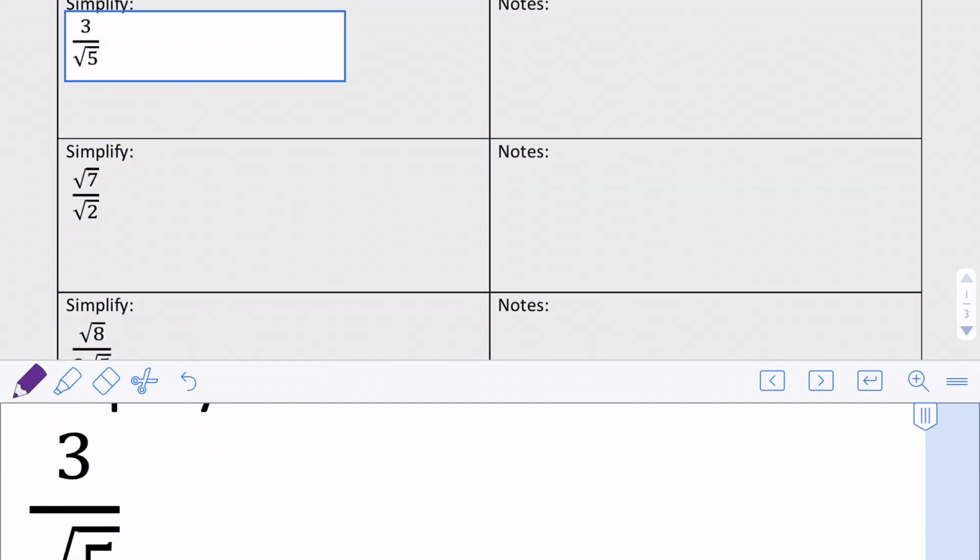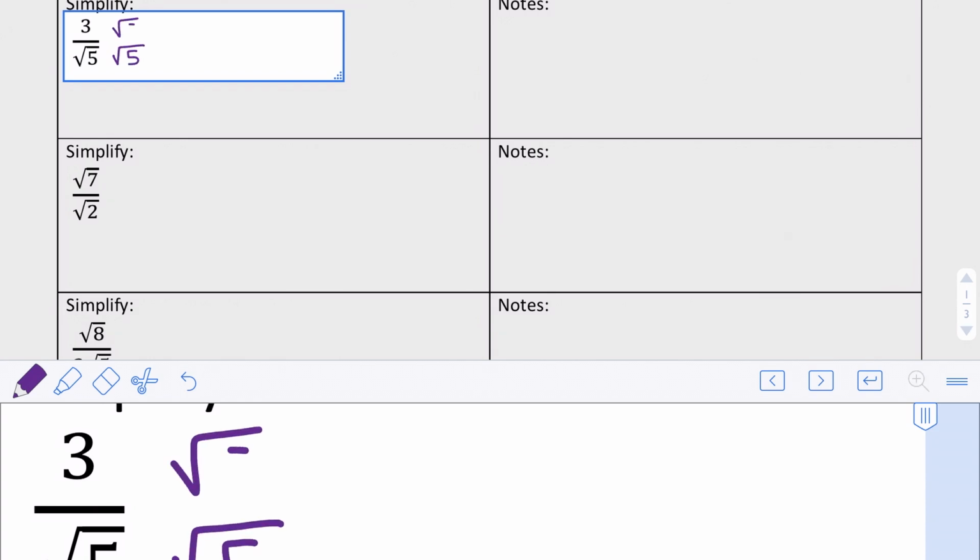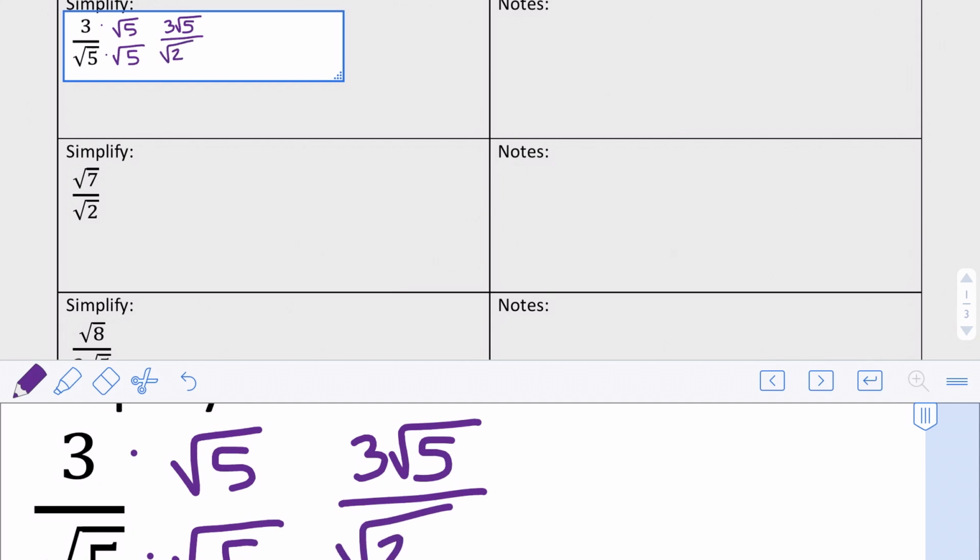So let's do this first example. We're going to purposefully choose to multiply both the bottom and the top by the square root of 5. And here's why. When we do that, the top part is just going to be 3 radical 5, but the bottom part is going to be radical 25. I chose 5 because I know that the square root of 25 is just 5.